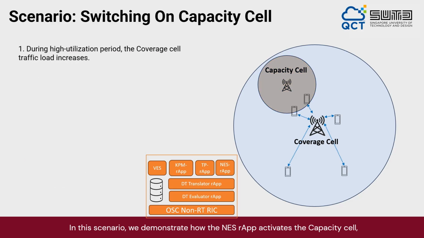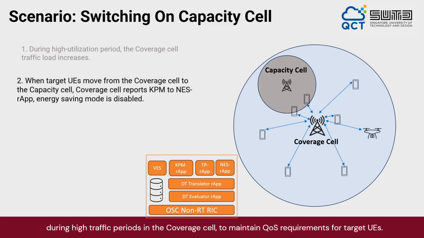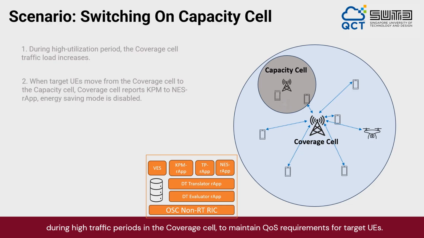In this scenario, we demonstrate how the NES rApp activates the capacity cell during high traffic periods in the coverage cell to maintain QoS requirements for target UEs.